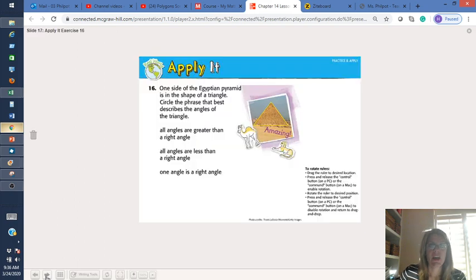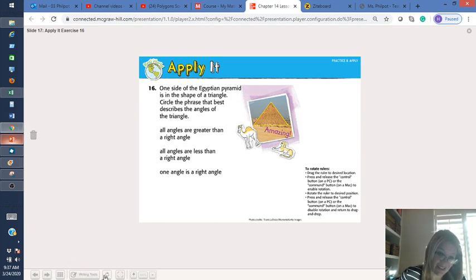Good. All right, one side of this Egyptian pyramid is the shape of a triangle, right? Because we're just looking at one, the pyramid is actually a 3-dimensional figure, but we're just looking at one side of it. Circle the phrases that best describe the angles of the right triangle. All angles are greater than a right angle. Well, sorry, it didn't say it was a right triangle. It was just the shape of a triangle. So are all of them bigger than a right angle?